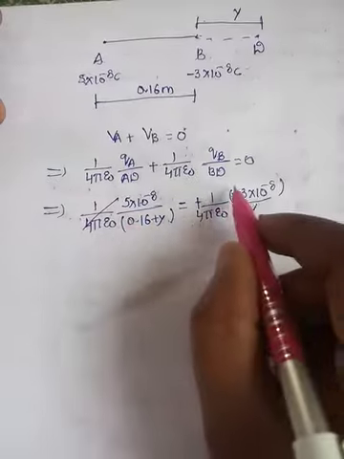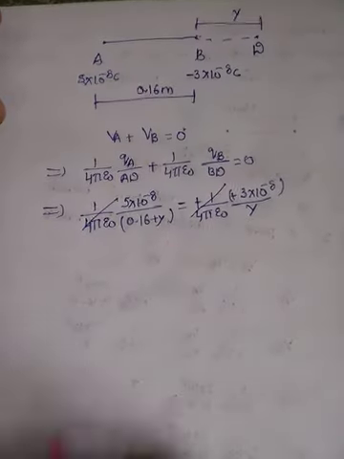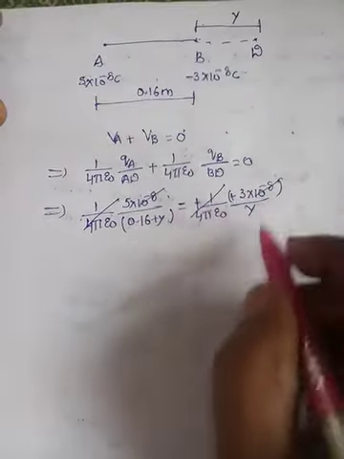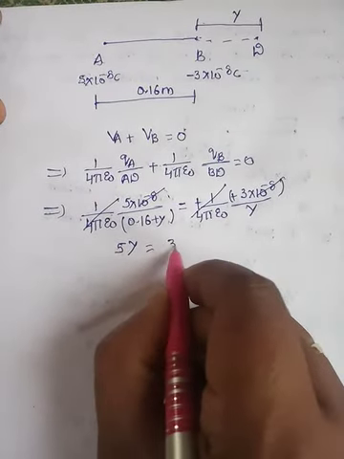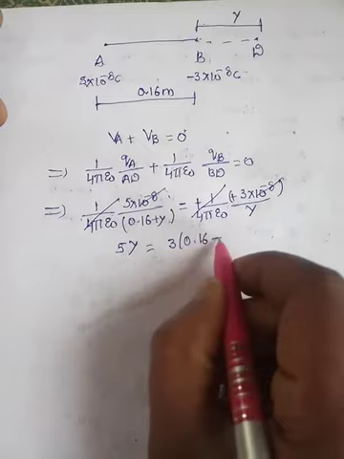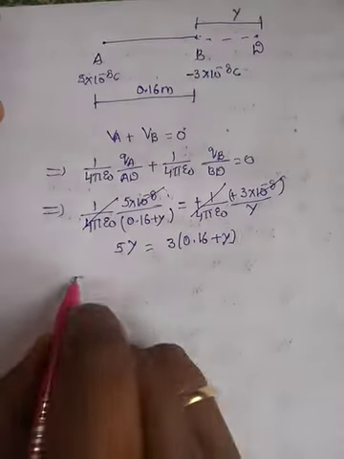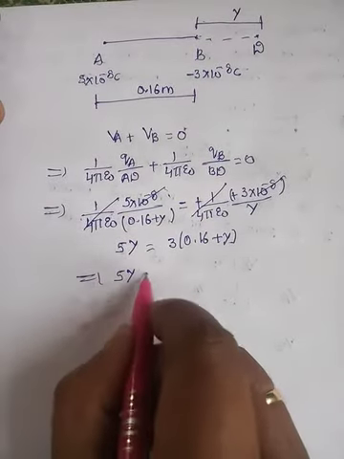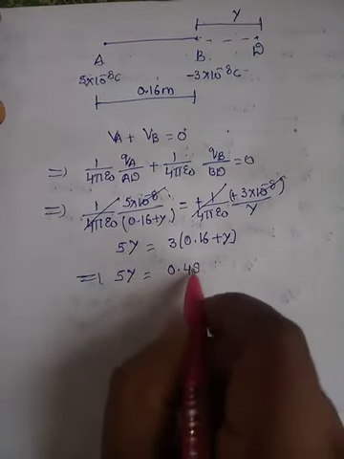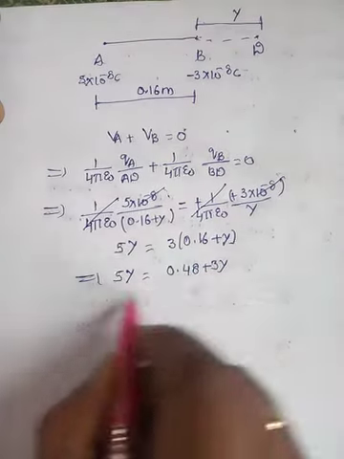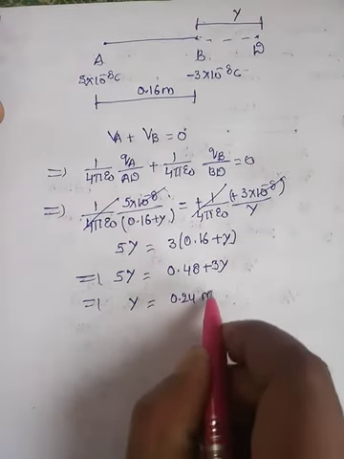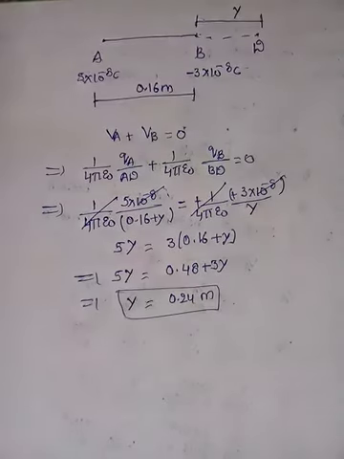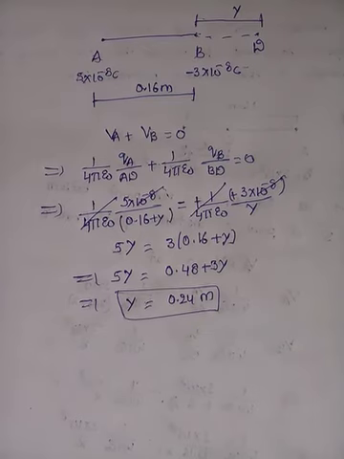Now again 1 by 4 pi epsilon naught cancels, and 10 raised to minus 8 also cancels. Again cross multiply. What do you get? 5y is equal to 3 into 0.16 plus y. That implies 5y is equal to 0.48 plus 3y. That implies y equals how much? 0.24 meters. So one point is between the two charges, another one is away from the charge of smaller magnitude.